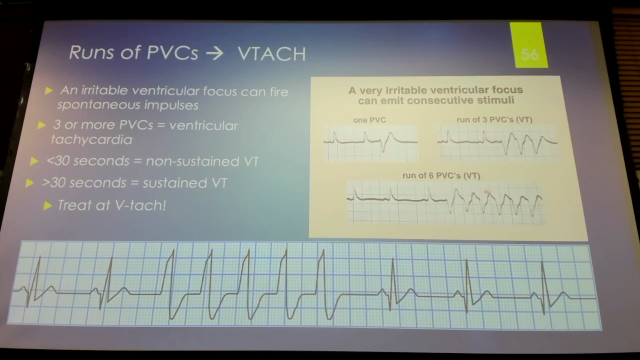Here we've got several runs of VTAC as well. This is 6 PVCs in a row, which would be concerning. We've got 3 PVCs here and 1 here. That's that really wide QRS complex.